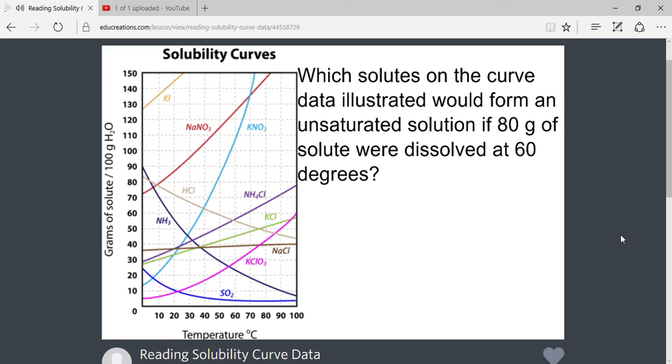When reading this question, the key idea is the term here, unsaturated. This means that there is still room for more dissolved solute at the specific temperature. Therefore, we're looking for unsaturated conditions for any of the solutes possible on the curve. By drawing the trend line upward from 60 degrees, we can determine this. Let's draw the trend line upward from 60 degrees to reveal where it crosses each of the curves.